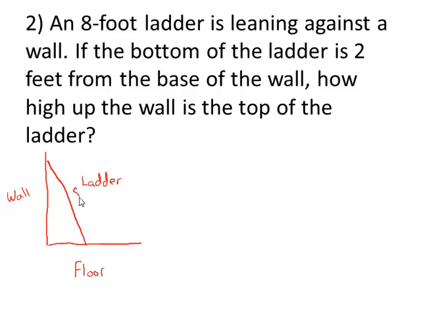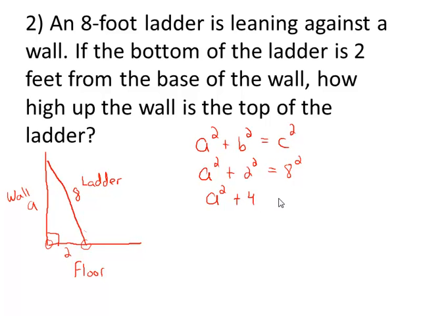Now we're told that the ladder is 8 feet tall, and we know that the base of the ladder is 2 feet from the wall. We have a right triangle here. The wall and the floor form a 90-degree angle. We know the hypotenuse. We're missing one of the sides. So for the Pythagorean theorem, a squared plus b squared equals c squared, I don't know the first leg. I know the second leg is 2, and the hypotenuse is 8. It's going to give me a squared plus 4 equals 64.